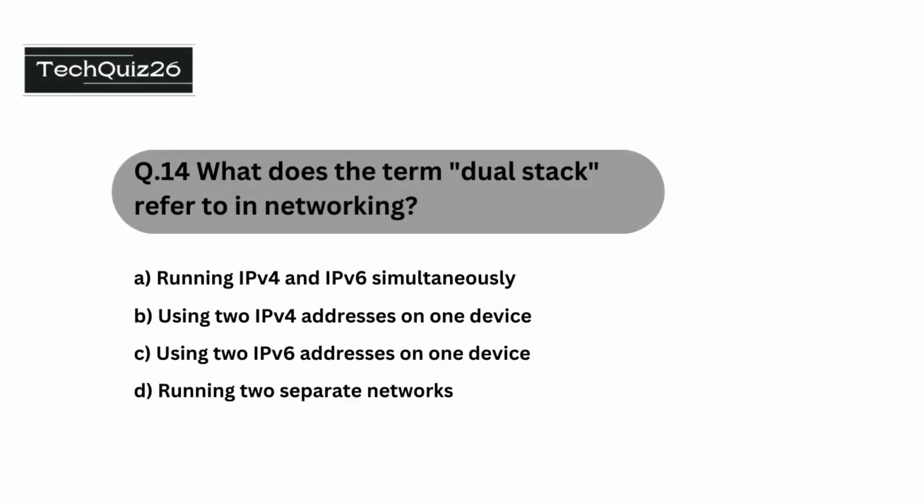Question number 14 is, what does the term dual stack refer to in networking? The options are running IPv4 and IPv6 simultaneously, using two IPv4 addresses on one device, using two IPv6 addresses on one device, running two separate networks. The correct option is running IPv4 and IPv6 simultaneously.